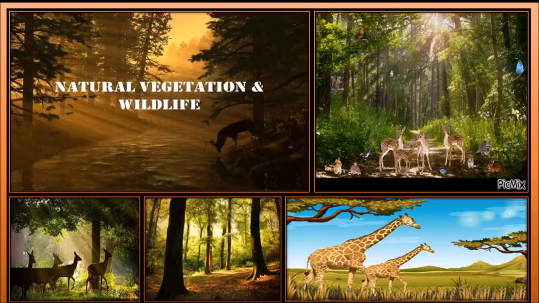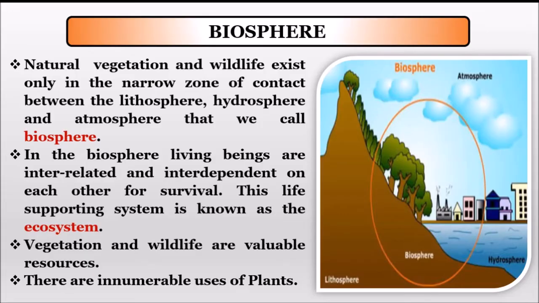And now when we talk about natural vegetation and wildlife, the first thing that comes here is the biosphere. Natural vegetation and wildlife exist only in the narrow zone of contact between the lithosphere, hydrosphere and atmosphere that we call the biosphere. In the biosphere, living beings are interrelated and interdependent on each other for survival. This life supporting system is known as the ecosystem.